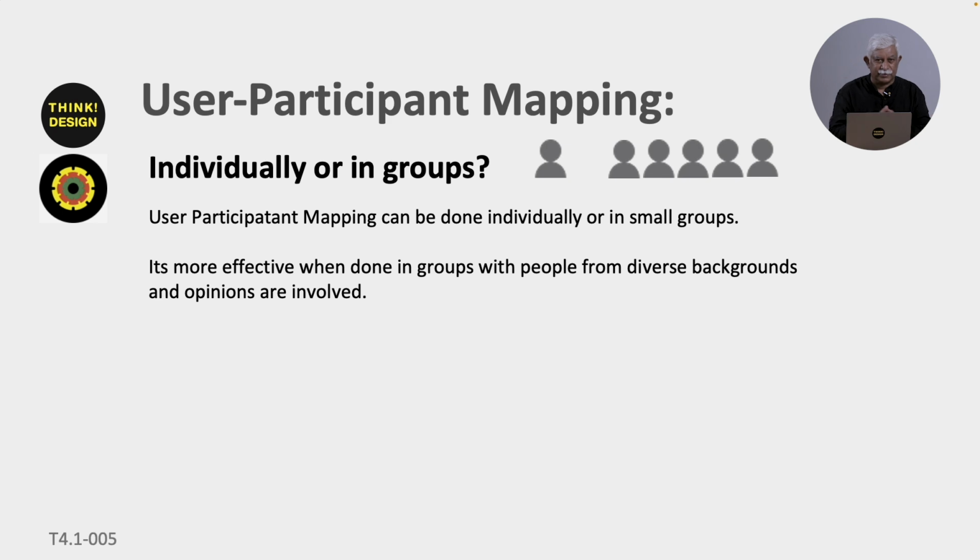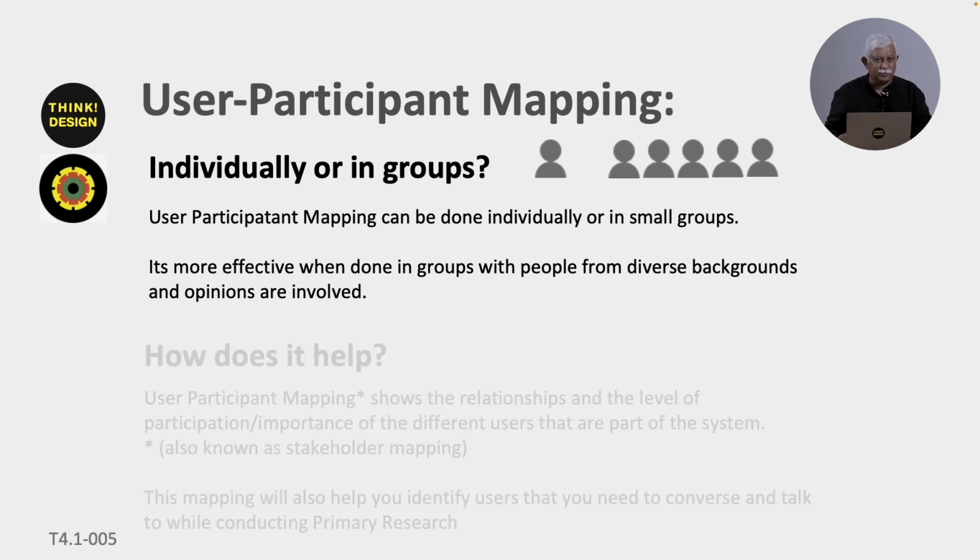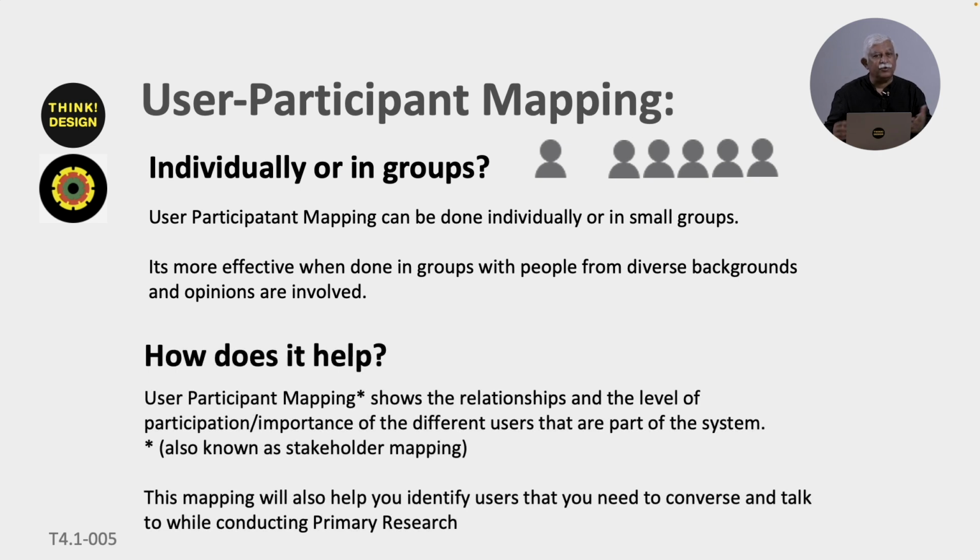It can be done both ways. Of course, it's always more effective to sit in groups with different backgrounds and opinions. The participant mapping can be done with your colleagues. How does it help? Primarily, it shows the relationship between the different users and the level of participation in your topic. The primary ones are very important, secondary next in importance, tertiary next, and the quaternary after that.